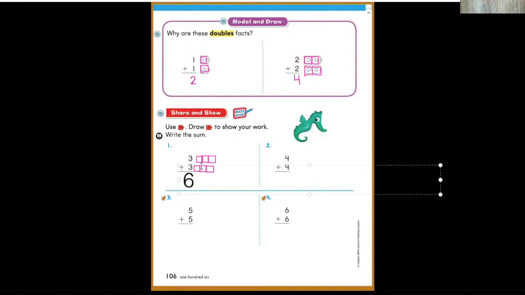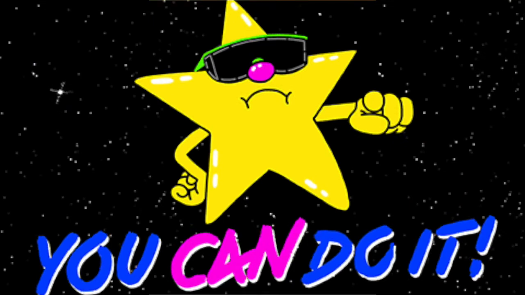That is our sum. Now I want you to try the rest of this page on your own. Then we will check back in once you're finished. You can do it!